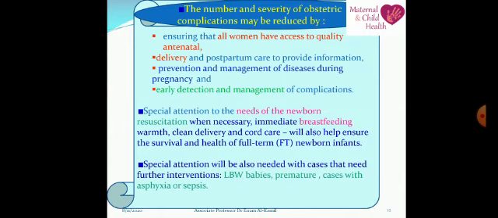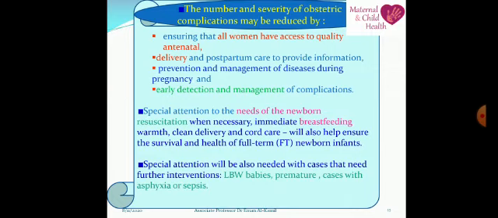And also we provide the mother with information about early breastfeeding, the provision of early breastfeeding from the first hour of life. The child should be put on the breast in order to ensure that the baby will have breastfeeding. Also, we should provide a proper temperature for the baby, clean delivery, and cord care. The most important thing is to cut the umbilical cord with a sterile scissor or any material.